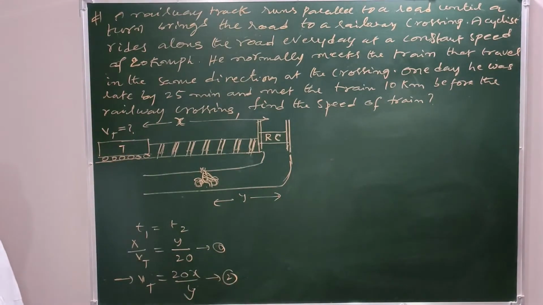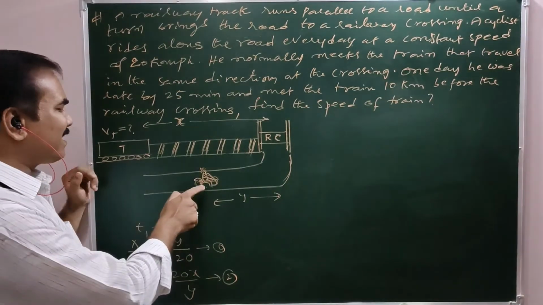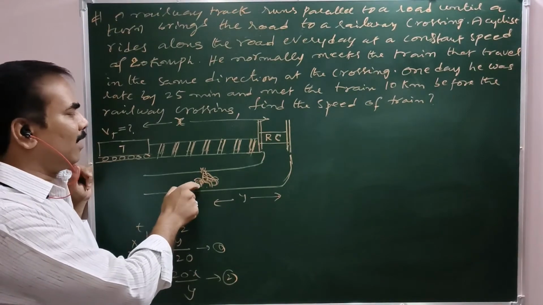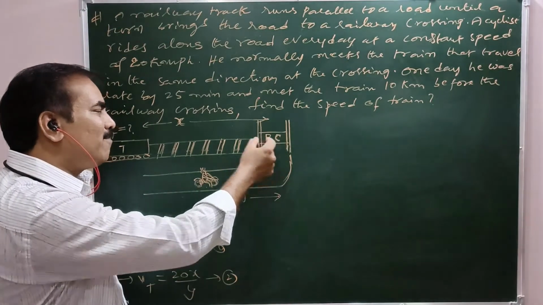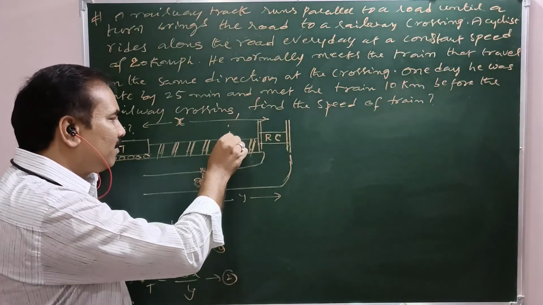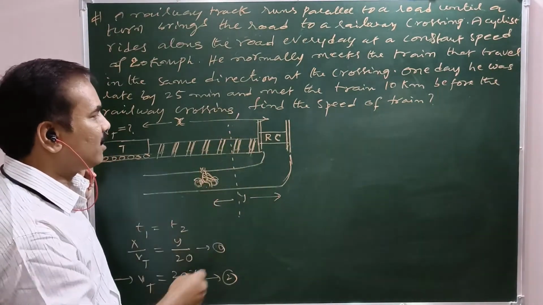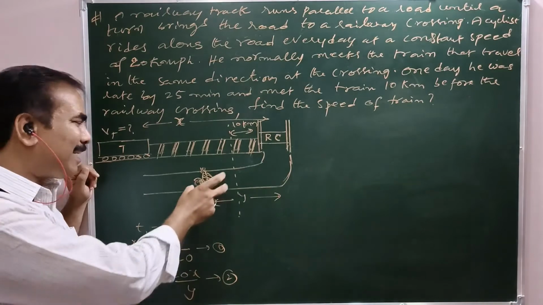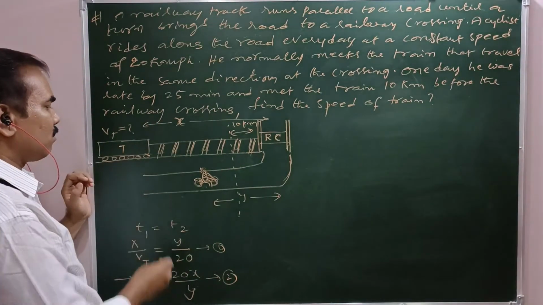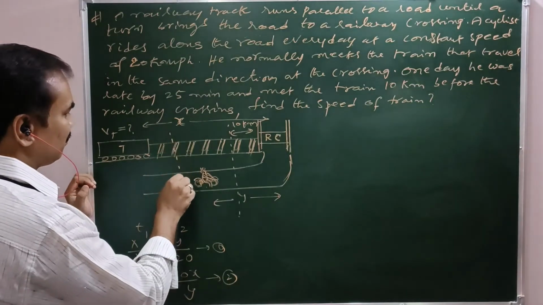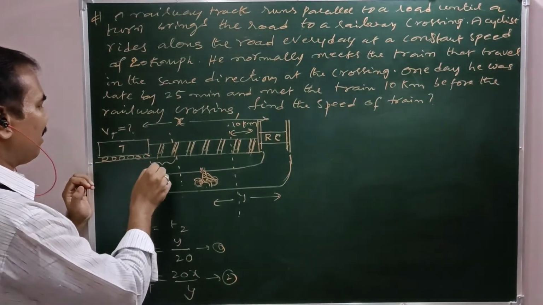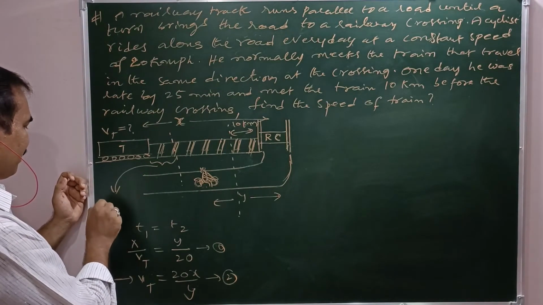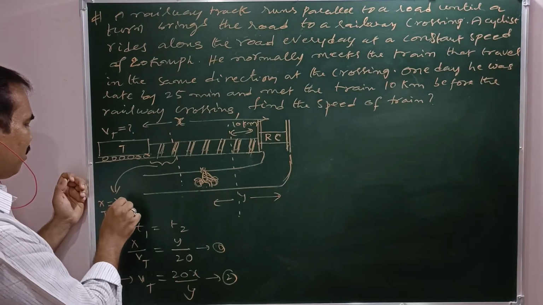Am I right? Right. Now, one day the cyclist was late by 25 minutes. Particularly on that day, he met the train not at the railway crossing, but at a distance of 10 km before the railway crossing. So what is this distance? 10 kilometers. In that timeline, definitely the train advances through some distance. This is the distance covered by the train. So S equal to Vt, X train equal to V train into time.